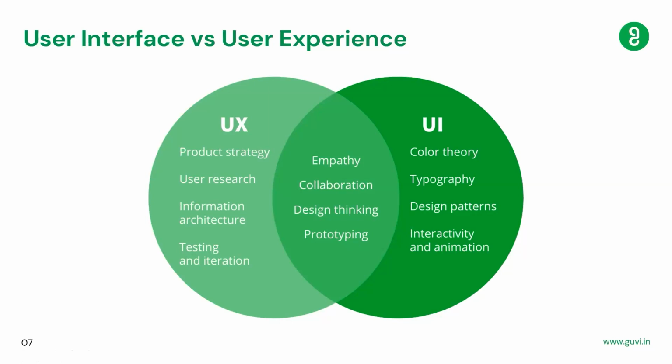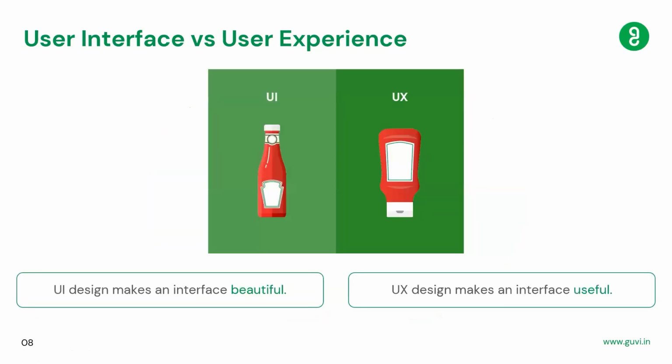And also testing and iteration. You won't get the user experience correct the first time. It is a long process of testing and iterating again and again, and then you get to the final product, which is very good. So as you can see, the UI is looking great, but the UX is what makes the interface useful. That's the main difference between UI and UX.